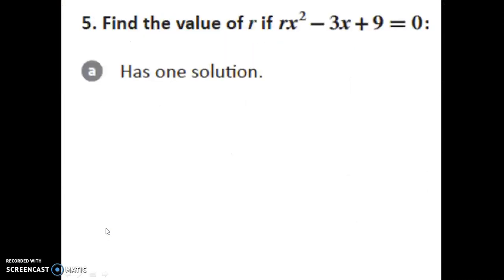All right, a couple more on the back of your page. We have this, find the value of r so that this has only one solution. Same kind of problem. The discriminant has to be made 0. See if you can find the r value.